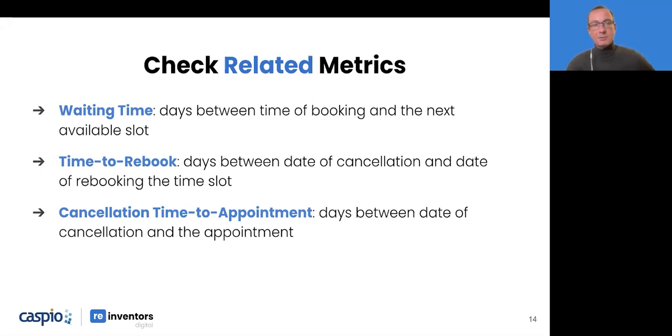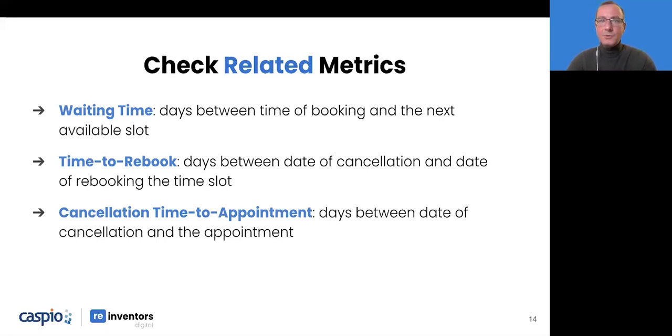Two more metrics to consider. Time to rebook. This is the time between the date of cancellation and the date of rebooking the time slot. I just told you about that on the previous slide. If you can calculate how much time on average it takes between cancellation and rebooking of the same slot, you may make use of this information, even without complicated IT systems.